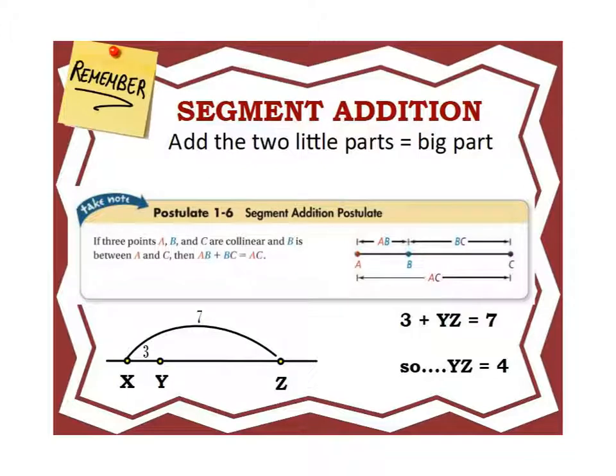So here is straight out of your textbook what they're talking about. If you have these 3 points, they're going to be collinear because it's going to create this segment where you have the 2 little parts and the big part. The idea here is that if you take AB, which is this little part, and add the other little part, BC, add the 2 little parts, it's going to equal the big part, AC. So AB plus BC equals AC. When we see that, we have to recognize that as segment addition.